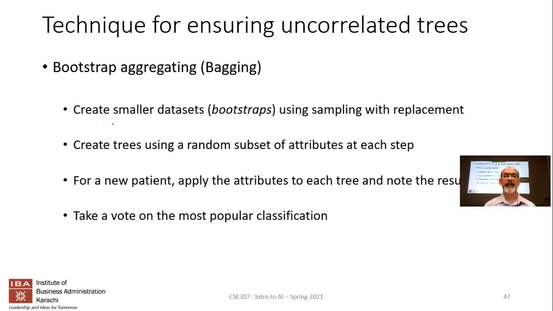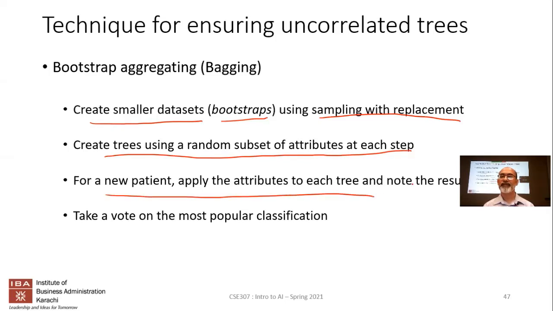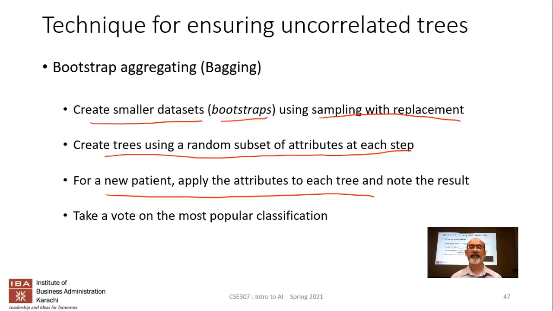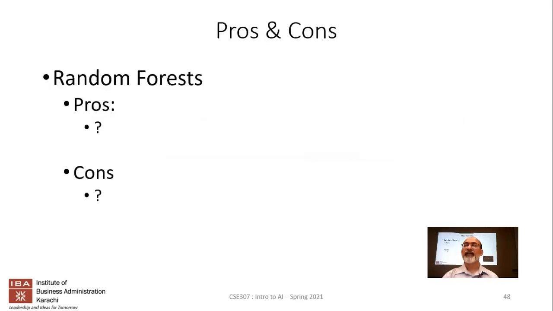This is what I've just explained. You create smaller data sets, and these are called bootstraps, using sampling with replacement. Okay, so each one of these is independent of the other. You create trees using random subsets. Okay, for a new patient, apply the attributes to each tree and note the result, and then take a vote on the most popular classification. Okay, fairly straightforward. Now, final question before we stop.